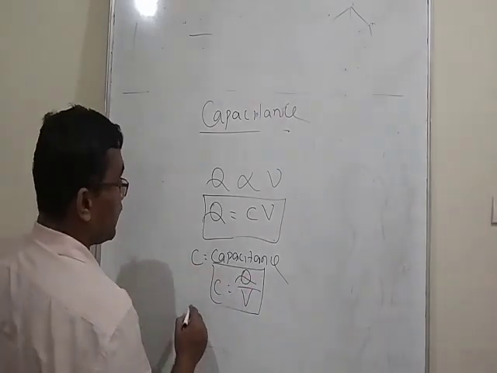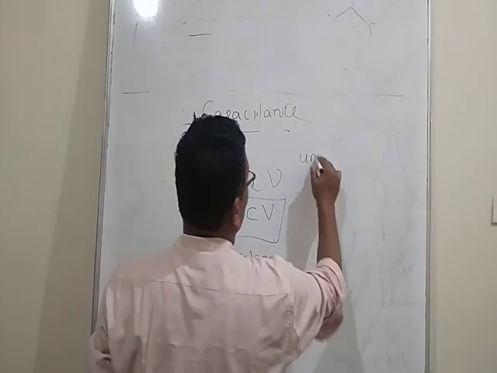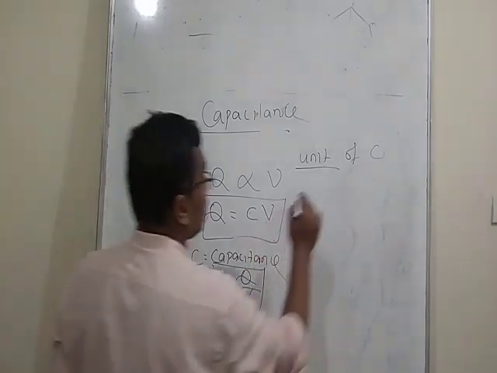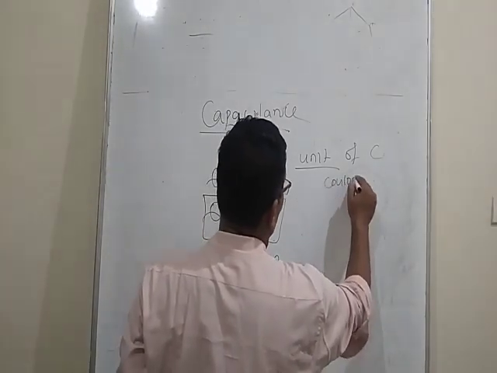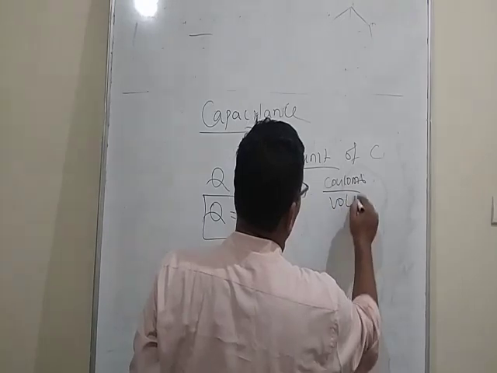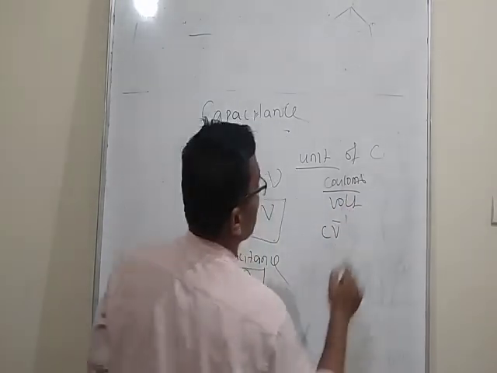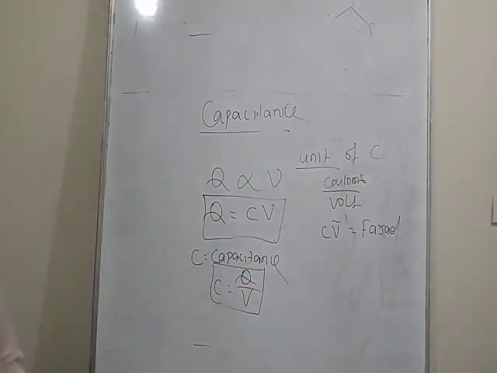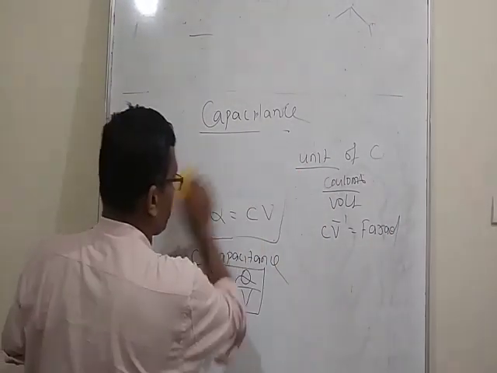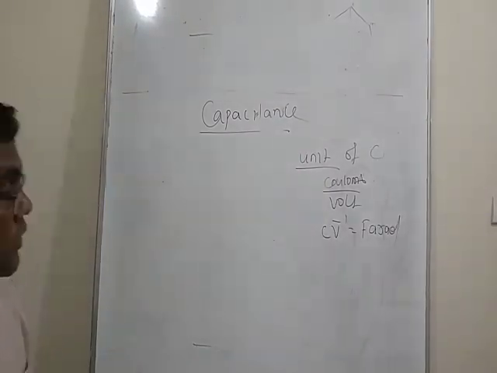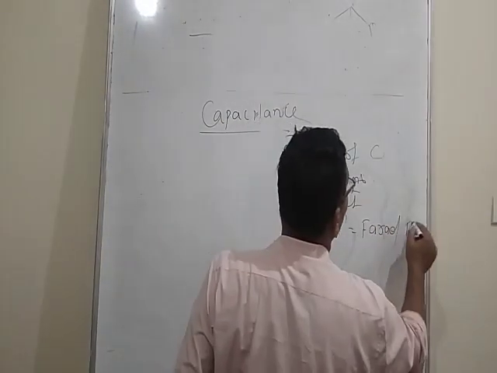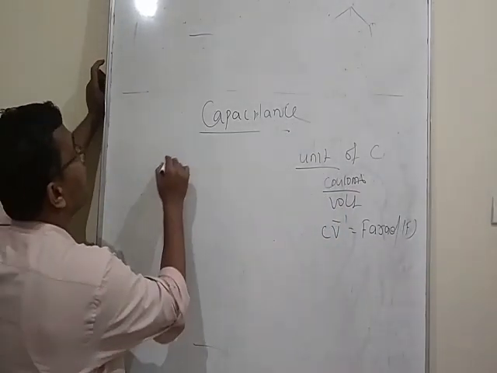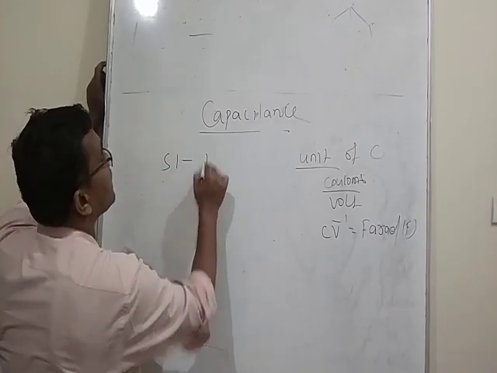What will be the unit? The unit of capacitance C is coulomb divided by volt, that is coulomb per volt, or CV minus 1. That is called farad. The unit of capacitance is farad. Coulomb per volt is called farad. So farad is the SI unit of capacitance.